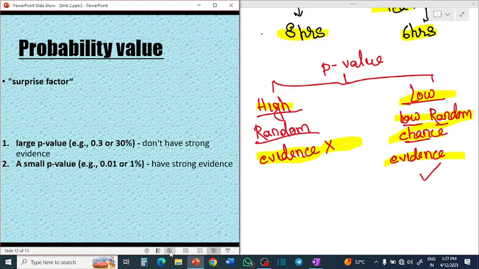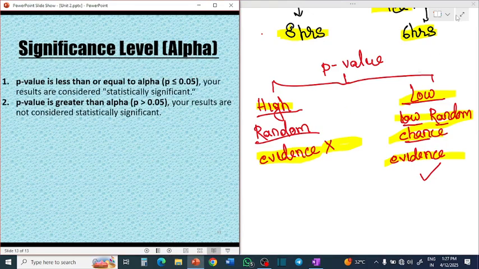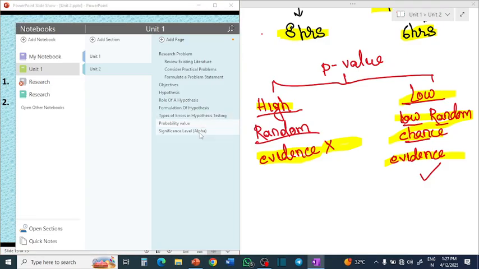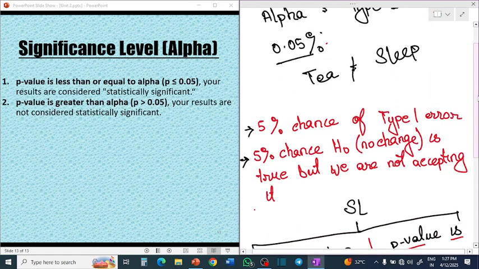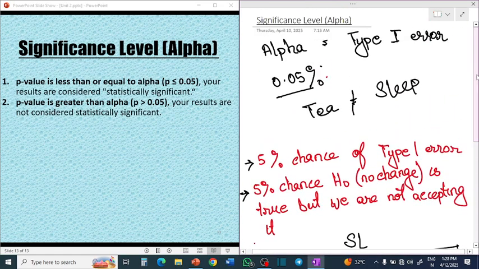Now we will move on to the significance value. This is the last topic of our chapter, significance value. What will significance value show? In the previous slides, we have studied about type 1 error. I hope all of you remember type 1 error. So significance value is nothing but it is equal to the type 1 error. So whatever the chance of having type 1 error is known as alpha, or the significance level.